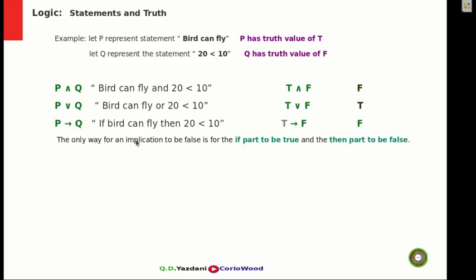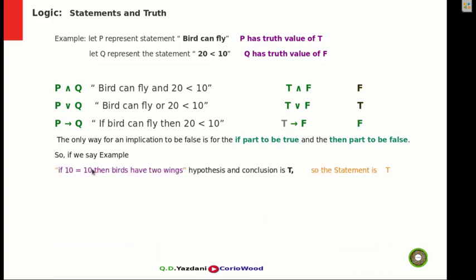The only way for an implication to be false is for the if part to be true, which is this part, and the then part to be false, which is this part. So we have two parts. For example, if 10 equals 10, then birds have 2 wings. 10 equals 10 is true, and birds have 2 wings is true. The hypothesis and conclusion are true, so the statement is true.